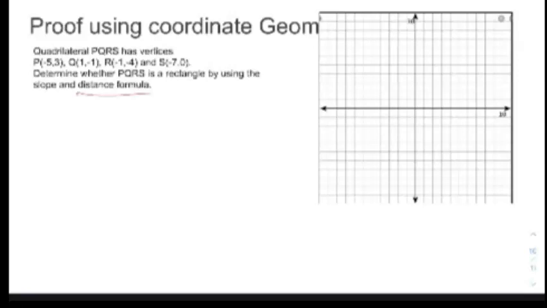So we have P is negative 5, 3. And Q is 1, negative 1. Okay. And R is negative 1, negative 4. And S is negative 7, 0.